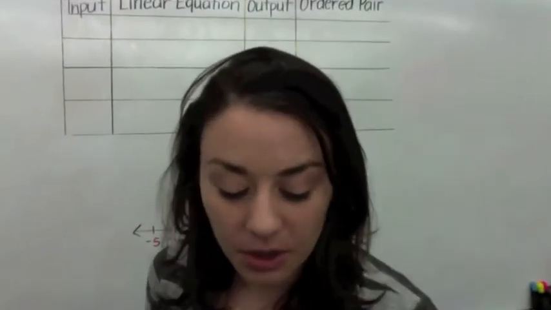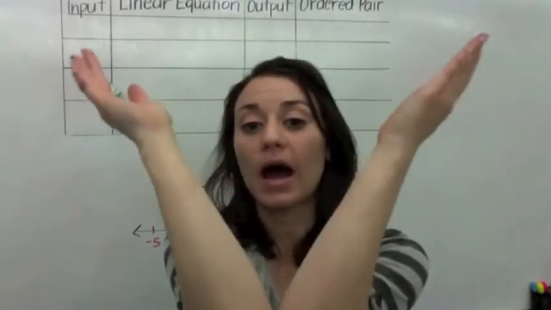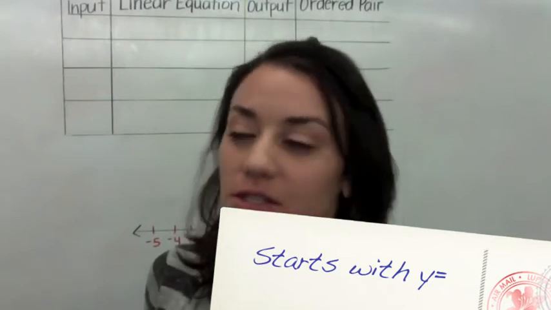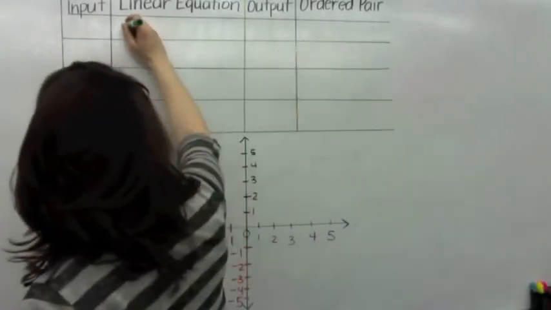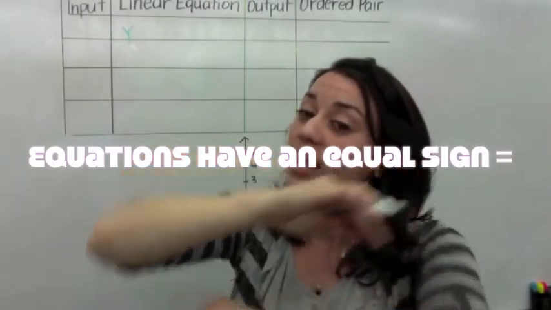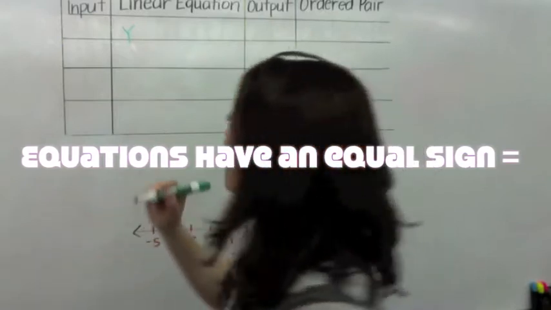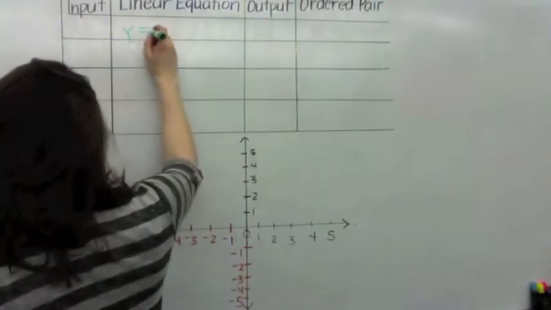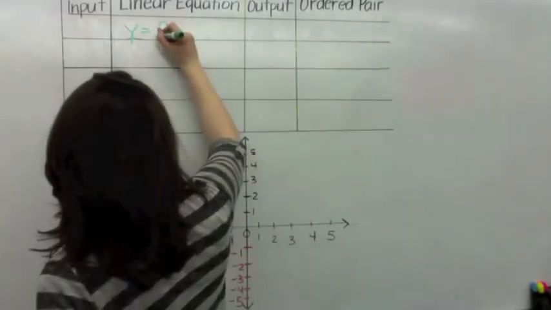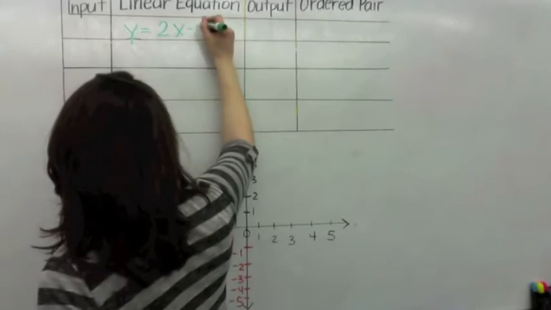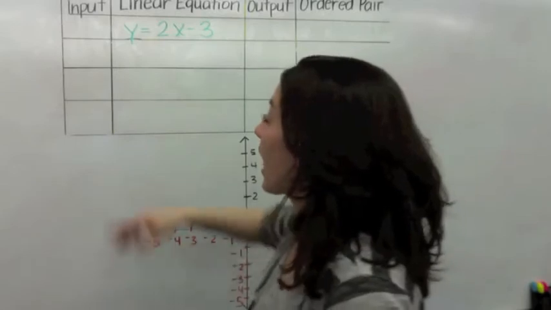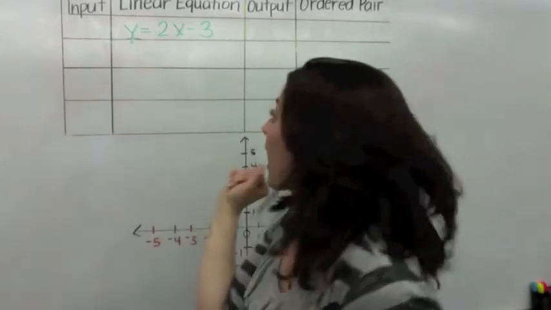I've told you that a linear equation has both x and y, but it starts with y. Why? It just does. So an example of a linear equation is y, and it's an equation, so it has an equal sign. What does it have? An equal sign. Y equals, okay, let's do this one. Y equals 2x minus 3.